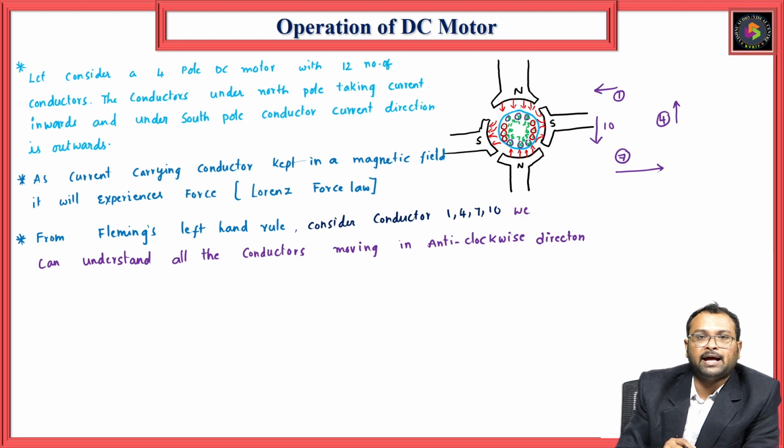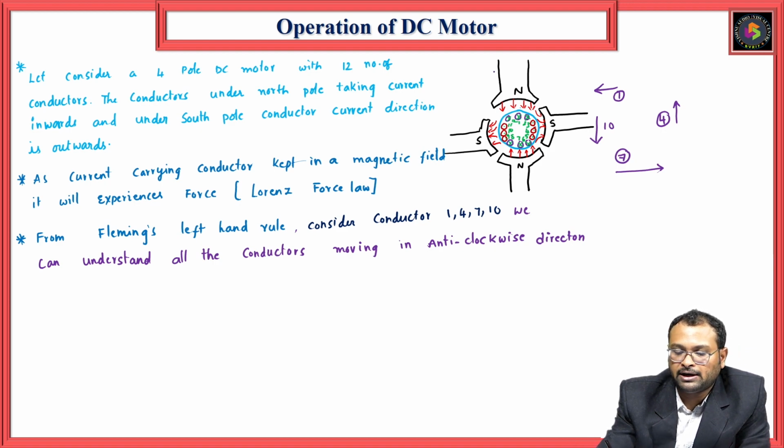Suppose you want to change the direction, and move all the armature conductors in clockwise direction, what can you do? Simply we can change the direction of flux. How can we change the direction of flux? We know that the north pole is generated by using the field windings. If you are able to change the field winding currents, the north pole will become the south pole, and the south pole will become the north pole. That is one thing.